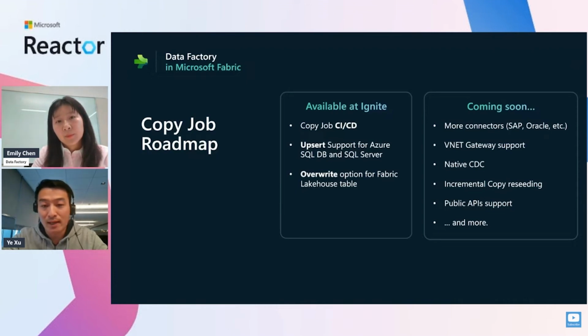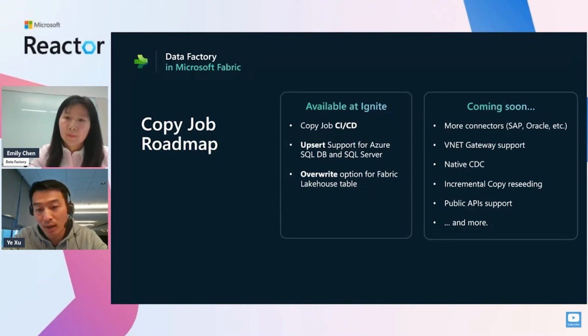We're also actively working on more connectors enabled in copy job so that in future you can get data from all the most popular connectors, including SAP, Oracle, etc. We can also enable CopyJob to work with the VNet environment so that you can use CopyJob to get data from the VNet environment to any place you want.